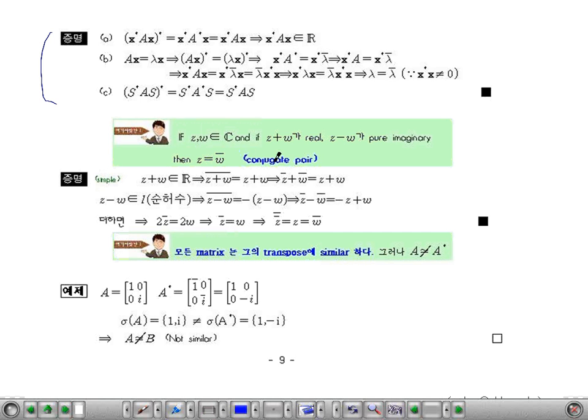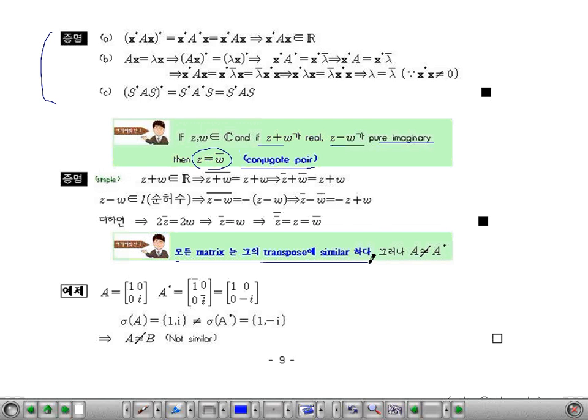Okay, and conjugate pair. This was a fact that you used: if G plus W is real and G minus W is pure imaginary, then they are a conjugate pair of each other. So we use this fact in the proof.